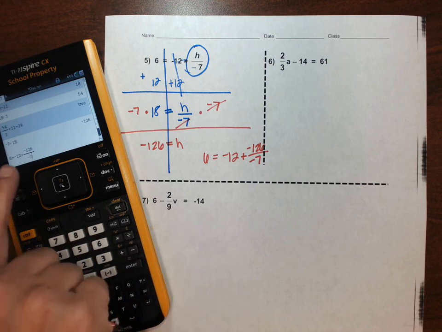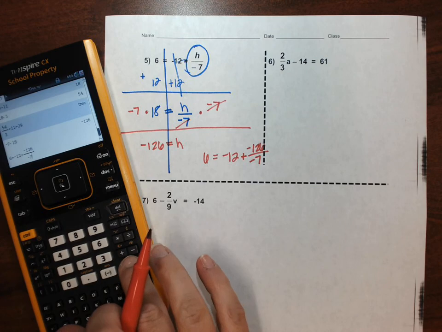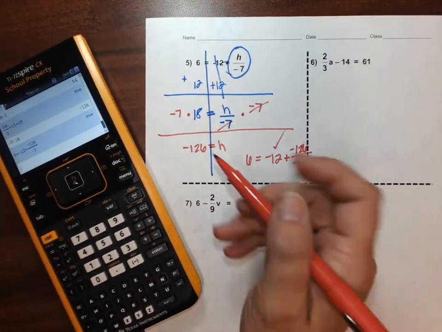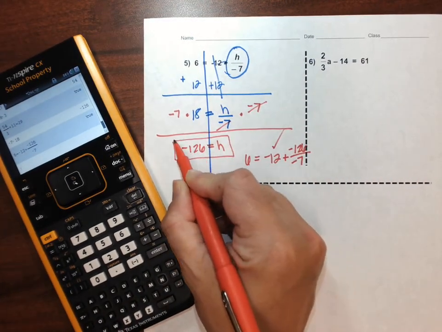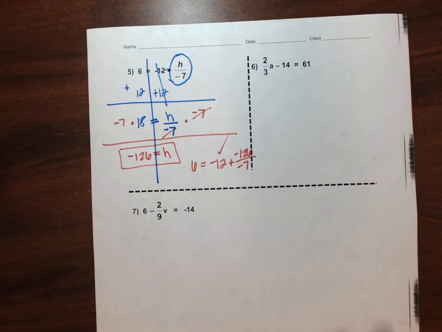So I'm going to check it. 6 equals negative 12 plus negative 126 over negative 7. True statement. Hopefully you got negative 126. Virtual high five if you did.